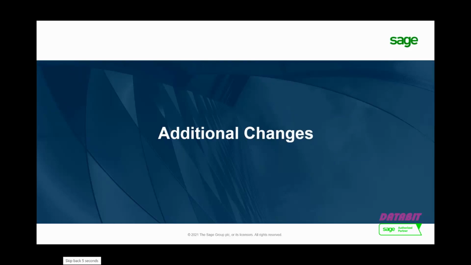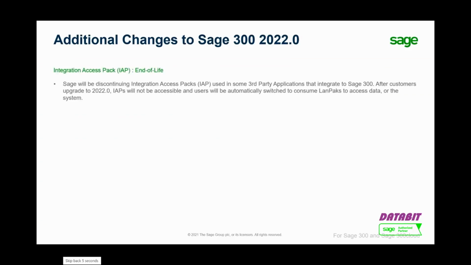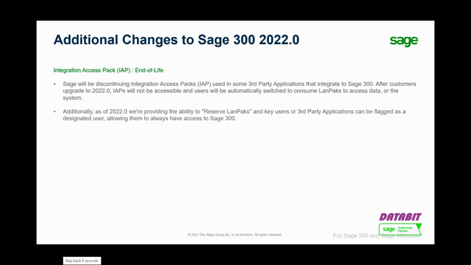Finally, let's review some additional information about Sage 300 2022.0. Sage will be discontinuing Integration Access Packs, IAP, used in some third-party applications that integrate to Sage 300. After customers upgrade to 2022.0, IAPs will not be accessible, and users will be automatically switched to consume LanPaks to access data or the system. Additionally, as of 2022.0, we're providing the ability to reserve LanPaks, and key users or third-party applications can be flagged as a designated user, allowing them to always have access to Sage 300.